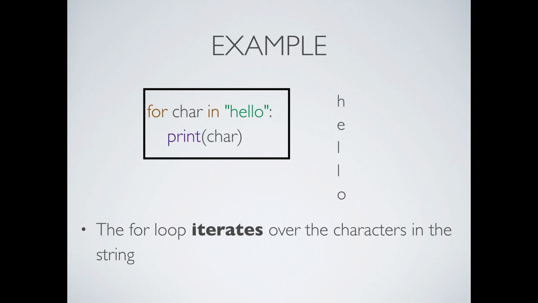Alright, so here's an example. So we have for char in hello. So in this case, char is our loop variable. That is the variable that one at a time is going to get every single character in that string hello. In this case, it's just printing the character one at a time, so we'll have H, and then E, then L, then L, then O. Just remember, this loop is iterating over the characters in this string.